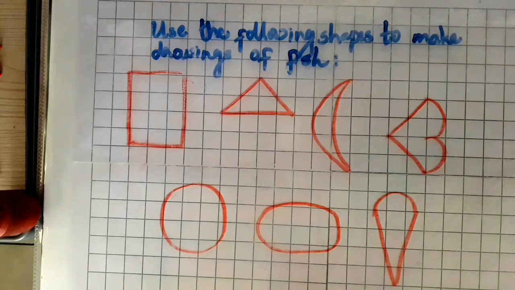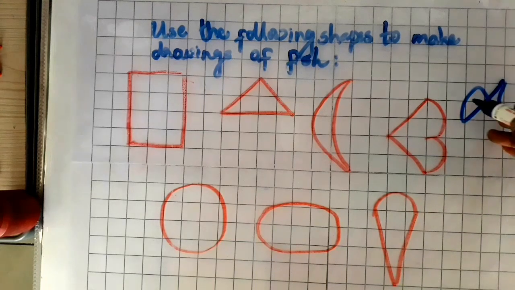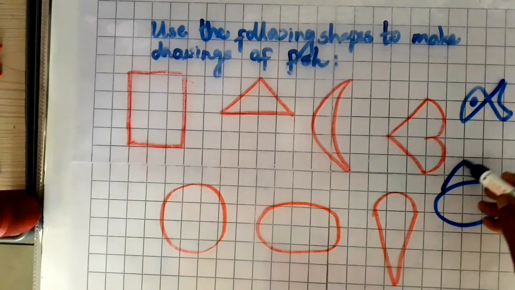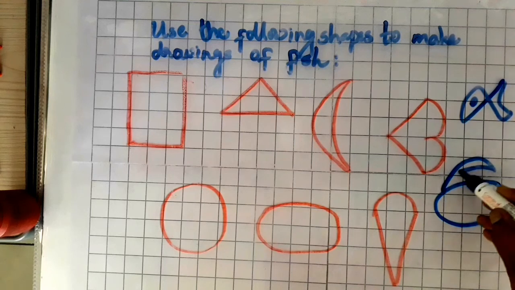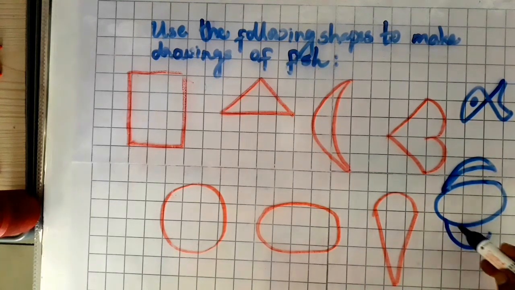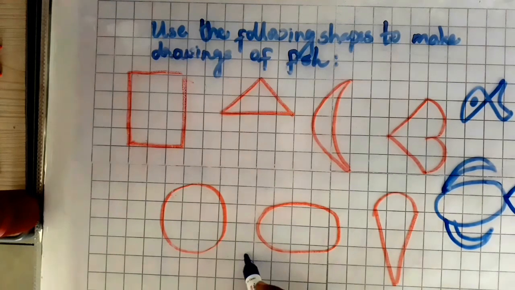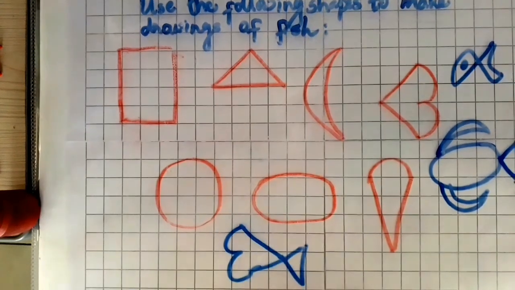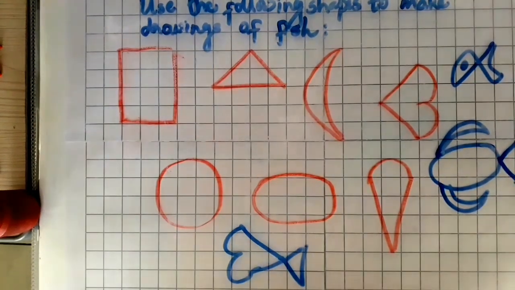Suppose somebody can make a fish like this. Very common, which you make. Suppose somebody can make it like this. This is an oval shape, and then draw it like this. Okay, here you can make a triangle. So here is one fish. You may also try it out like this. Okay, so these are the possibilities. You may also try it out.